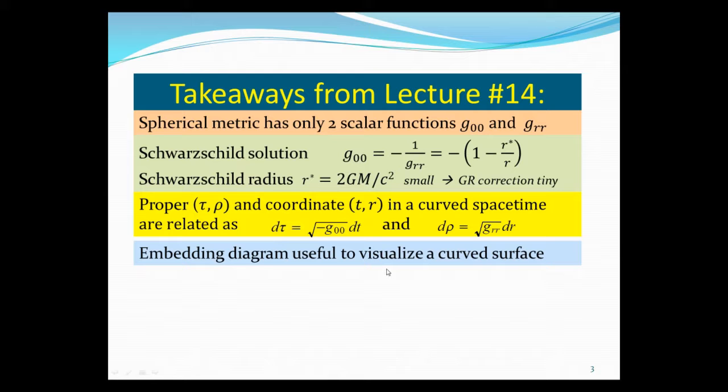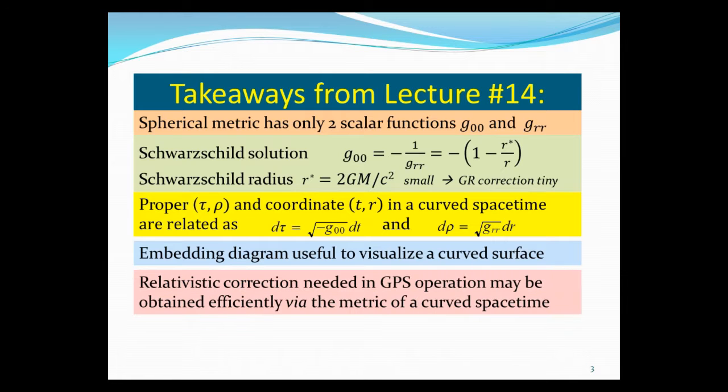And one way to visualize the curved surface is to embed it in a fictitious space. So when you see pictures where people illustrate gravitational effects like the bending of the trajectory of a particle or light, they are really talking about an embedding space. Remember this is a fictitious space that helps us to visualize. And we also talked about going back to the GPS operations, which can be obtained very efficiently through the metric description of curved space-time.